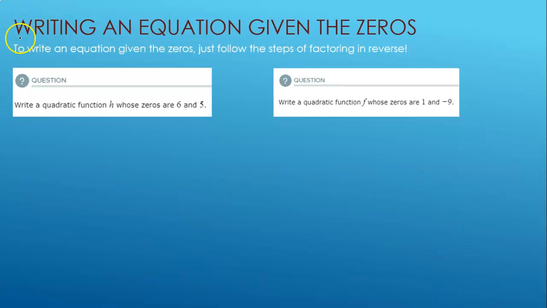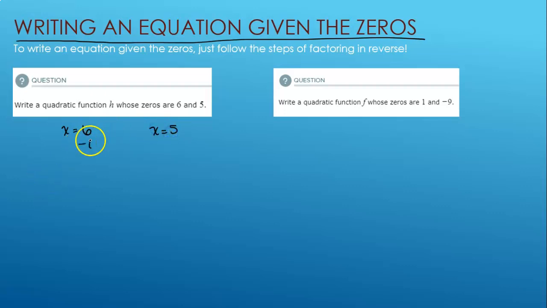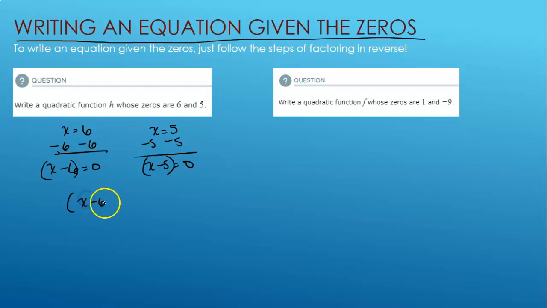Now, new topic, writing an equation given the zeros. To write an equation given the zeros, just follow the steps of factoring in reverse. So it says write a quadratic function whose zeros are 6 and 5. So essentially we're starting with our answers, x equals 6 and x equals 5. Remember, I wanted these to be equal to 0, so I'm going to subtract 6 from each side, subtract 5 from each side. That gives me x minus 6 equals 0 and x minus 5 equals 0. These are now my two factors. So I'm writing x minus 6 times x minus 5 equals 0.